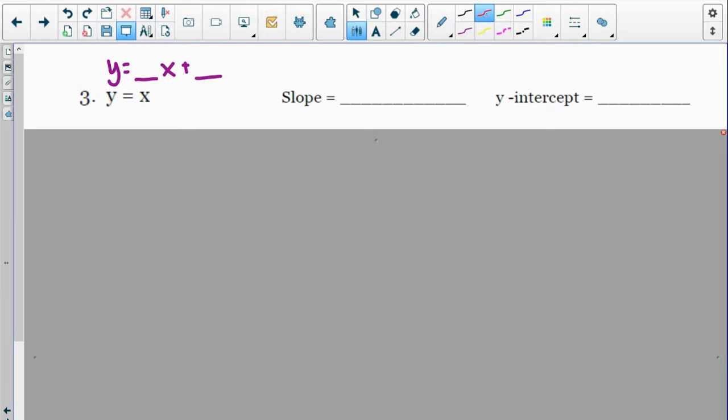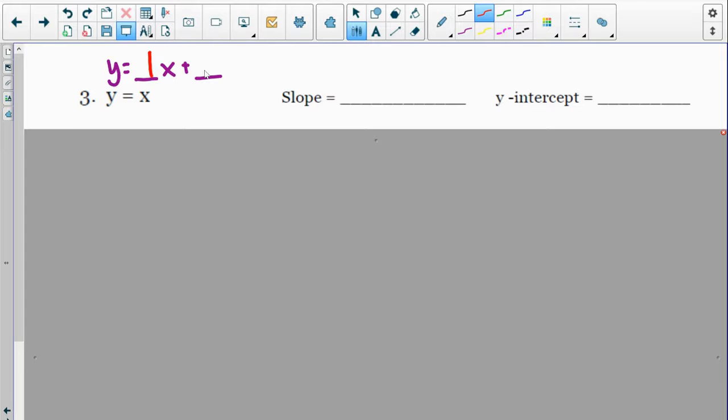So in the first blank, we want to think about what number is multiplied by x to just get x. Well, something times x to keep it the same, that number has to be 1, since 1 times x is just x. Now for the y-intercept, it wouldn't be 1 in the blank. It's not just always, if you don't see the number, it's 1.